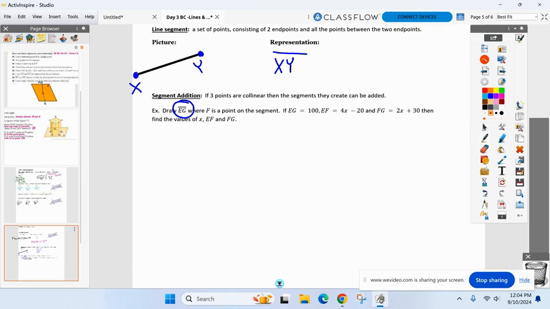What do the endpoints have to be? E and G, right? I don't care how you draw it. I don't care if it's straight.